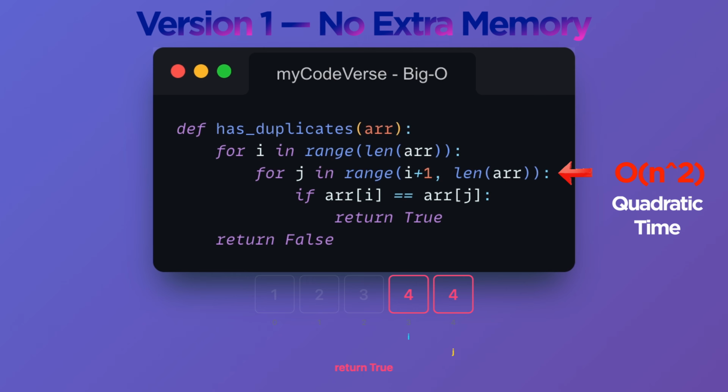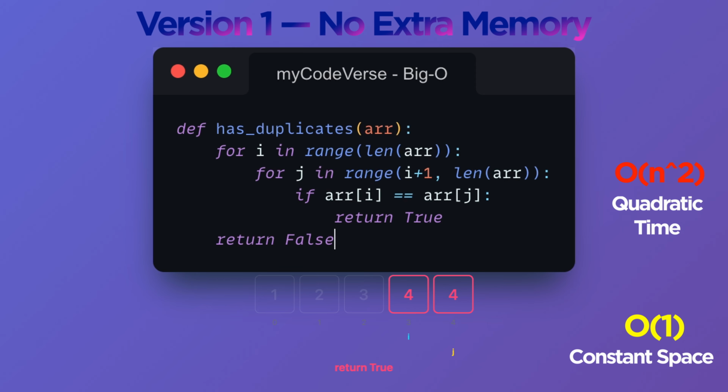Space complexity? Now here's where this version feels proud of itself. Are we allocating anything new? Any arrays? Any sets? Any extra storage that grows with input? No, just loop counters. That's it. So space complexity is O of 1, constant space.